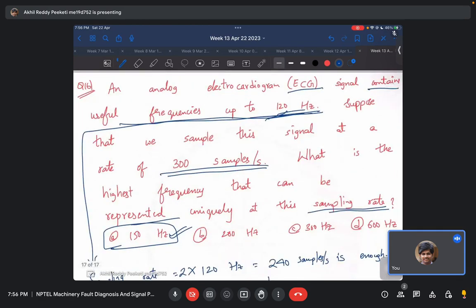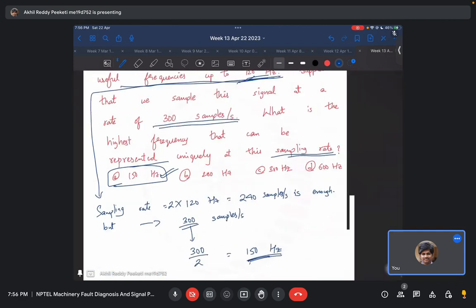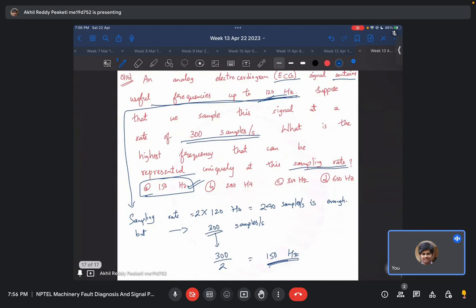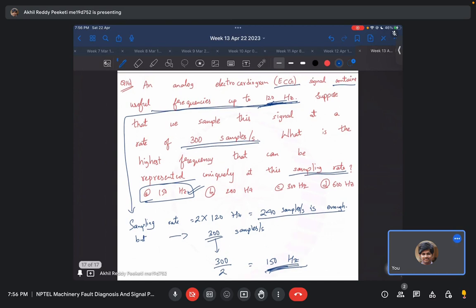Even though you have only till 120 hertz, you are actually using a slightly higher sampling rate so that you can get even better frequencies in the worst case scenarios. Because we have only 120 hertz, 240 samples per second is enough sampling rate. But since you are sampling at 300 samples per second, any frequencies up to 150 hertz you can clearly uniquely represent. I hope that is clear.